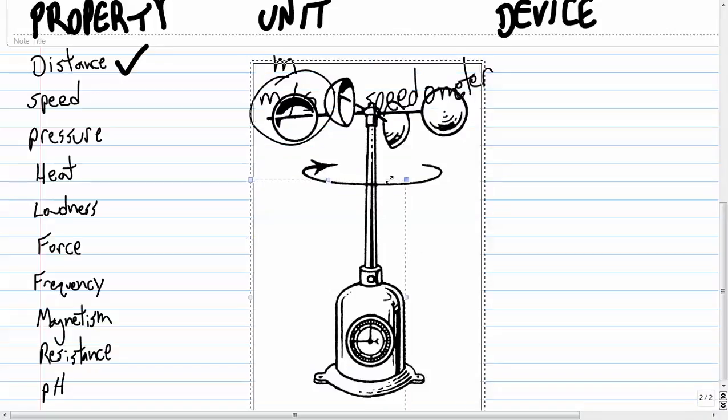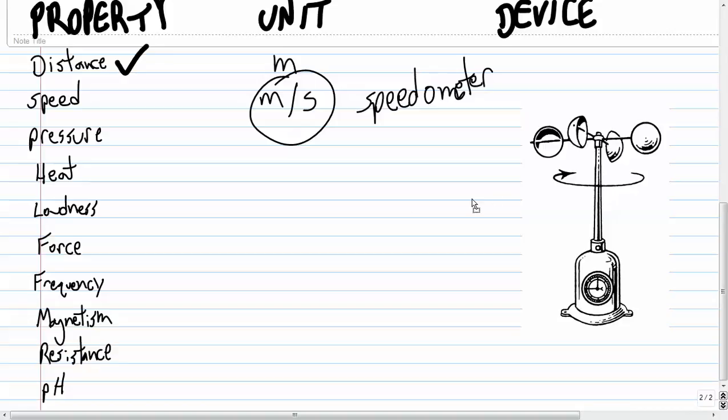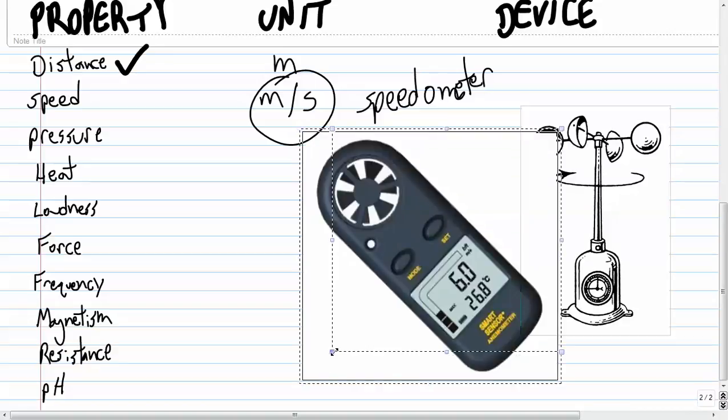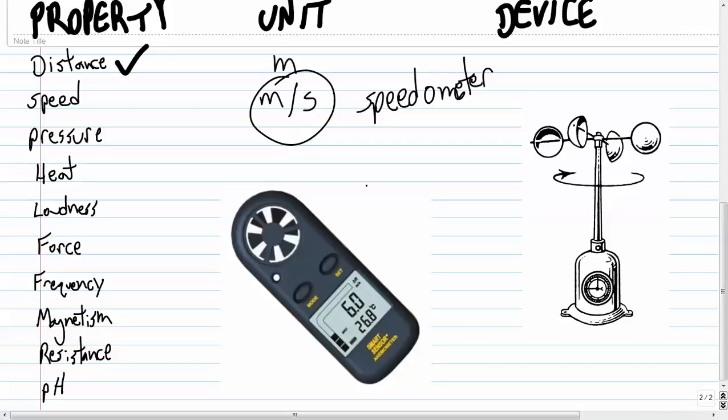This device tells you how fast the wind is blowing. Or they've got modern ones now that are handheld, where you get a little digital display. This device is called an anemometer. That's just a fancy way of saying it's a speedometer for the wind.